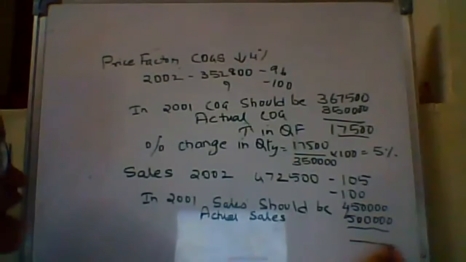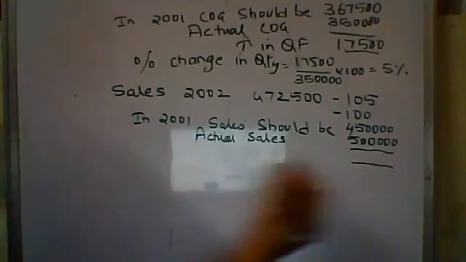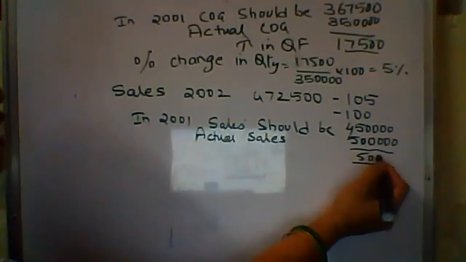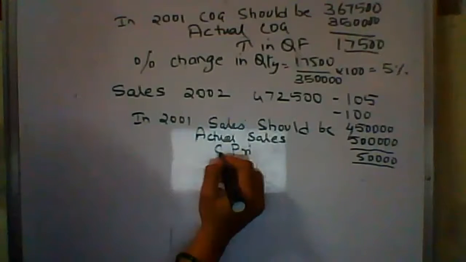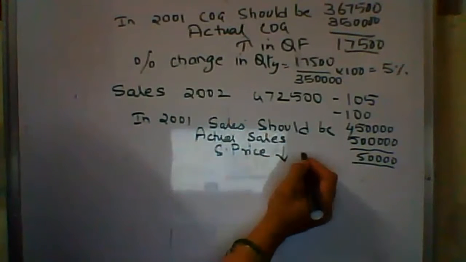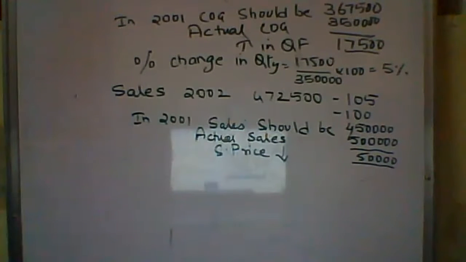Are you getting a minus for the answer or a plus? Minus. Decrease. How much? 50,000. So what would you say? Selling price decreasing by 50,000.